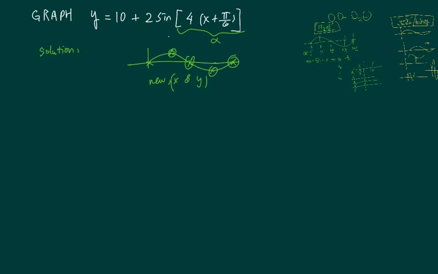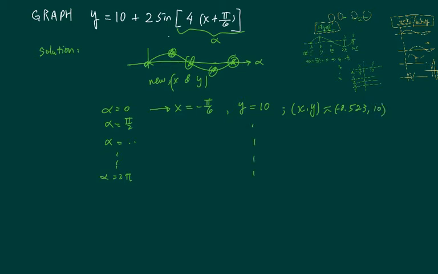So if I call this one alpha, when alpha equals 0, alpha equals pi over 2, and so on and so forth, all corresponding to those 5 points, all the way to alpha equal to 2 pi, I can find what the corresponding x is. For alpha equal to 0, this one is pretty easy to solve, it's minus pi over 6. And if I substitute back in there, I'll see y is equal to 10 plus 2 times sine of 0, which is 0. So my x, y point, if I convert it into decimal, is roughly minus 0.523, I believe, and 10. I can do this for all the points, and once I have all the sets of 5 x, y points, I can graph it.